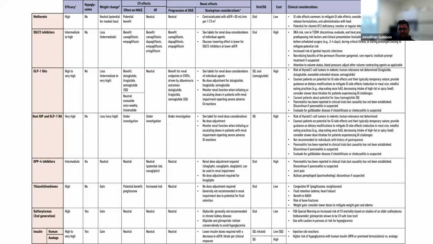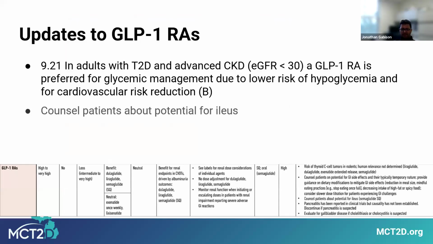There's a lot of information on this slide. They have this table of all the medication classes and the evidence behind the different benefits and some considerations to make. We'll zoom in closer on some of the key updates. So for GLP-1 receptor agonists, it is now recommended that we counsel about potential ileus, specifically with subcutaneous semaglutide. It was also noted in the standards that for patients with advanced chronic kidney disease, so eGFR lower than 30, GLP-1 receptor agonists are the preferred medication option for glycemic management due to lower risk of hypoglycemia and for the added benefit of cardiovascular risk reduction.